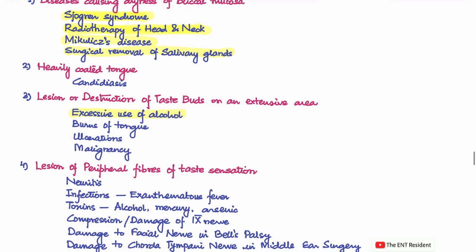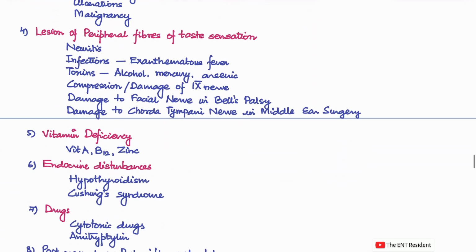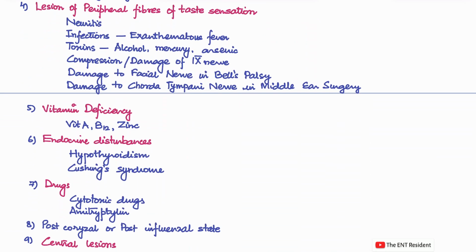Fourth one is a lesion of the peripheral fibers of taste sensation. For example, neuritis, infections, toxins like alcohol, arsenic, compression or damage of the glossopharyngeal nerve, damage to the facial nerve in Bell's palsy, damage to the chorda tympani nerve in middle ear surgery. There can be some vitamin deficiency like vitamin A, vitamin B12, and zinc deficiency. There can be endocrinal disturbances like hypothyroidism or Cushing syndrome. There can be drugs like cytotoxic drugs or amitriptyline.